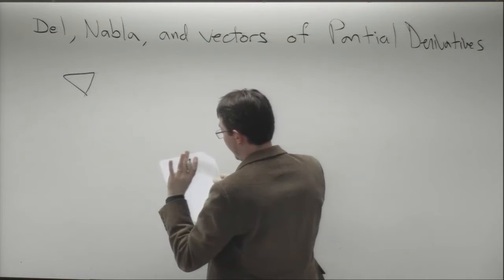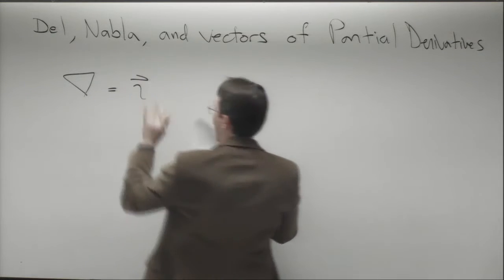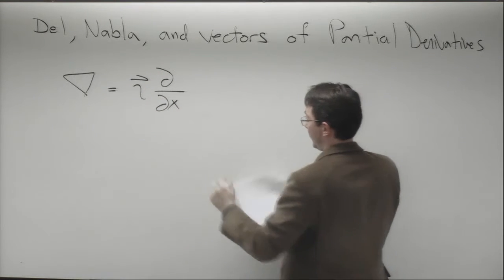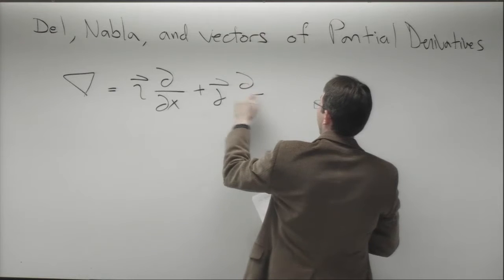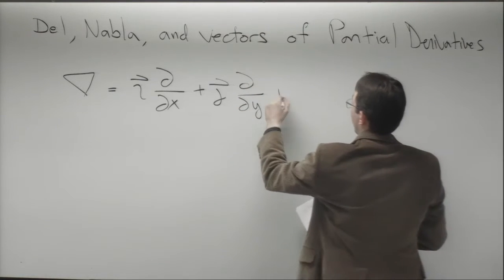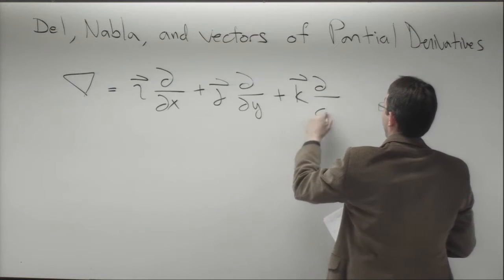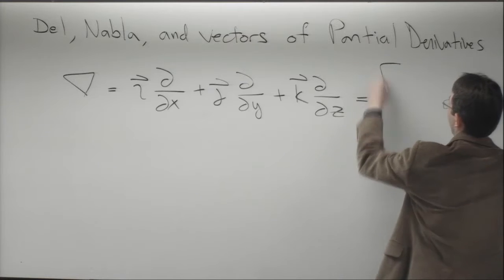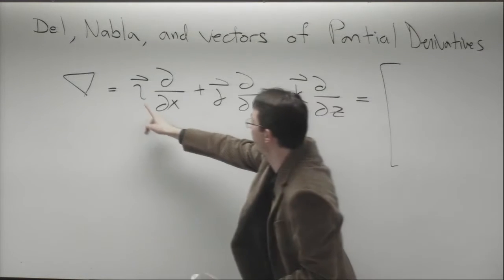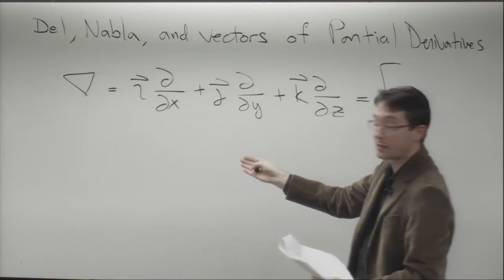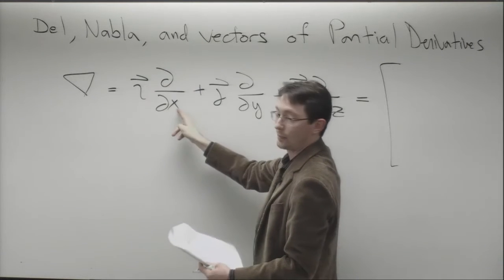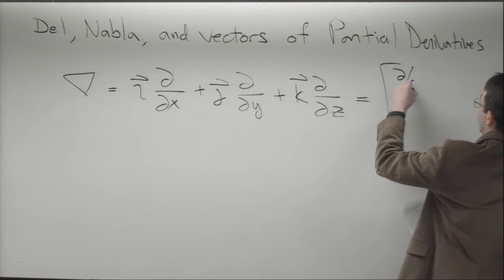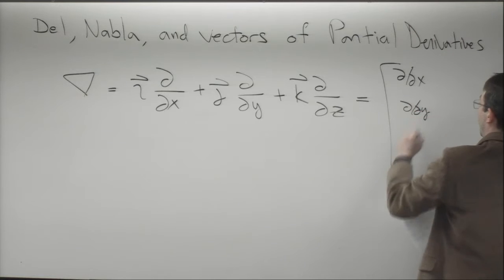Okay, so we're going to define this del operator as a vector of partial derivatives. In the i direction, we're going to take the derivative with respect to x. In the j direction, the derivative with respect to y. And in the k direction, the derivative with respect to z. And we can, of course, write this as a vector. Anytime we see these i, j, k coordinate directions, we can write this as a vector where this is in the x position, this is in the y position, and this is in the z position. So we have partial partial x, partial partial y, and partial partial z.